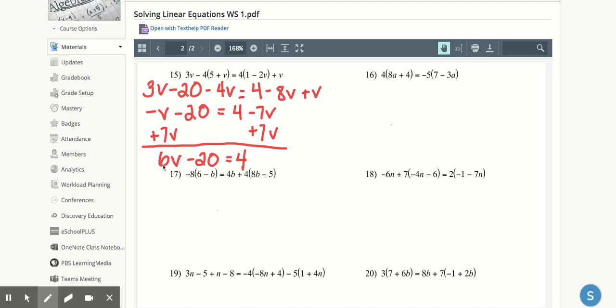And then at that point, I want to try and isolate this variable term. So I'm going to add the 20 over to the right-hand side. I'm going to go over here because I'm kind of out of space. That'll be then a 6v equals, then I have a 4 there, and I'm adding 20 to it, so 24. And then it's 6 times v, so to eliminate that multiplication, the opposite operation is division. So dividing both sides by 6 will leave me with v equals 4.